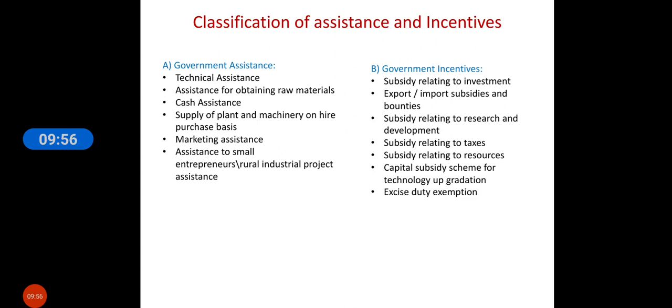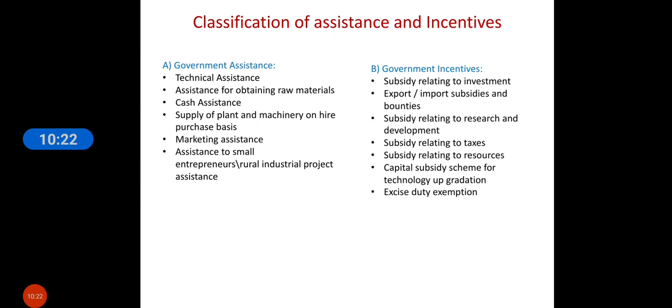Then government incentives. Government incentives like subsidy relating to investment, export-import subsidies, subsidies relating to research and development, and subsidies in taxes and related to other resources also. Capital subsidy schemes are there to upgrade your technology. Excise duty exemptions are also there.